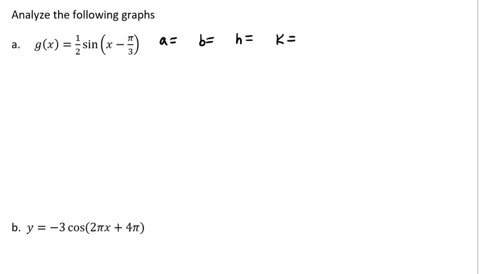In order to find those things, we're going to need to know our A, B, H, and K. Here we have our A value out in the front. We have our B value right here, an imaginary 1. There's our H, and because there's nothing in the back, we're going to have a 0 for K. So we have an A value of 1/2, a B value of 1, an H of pi over 3, and a K of 0.